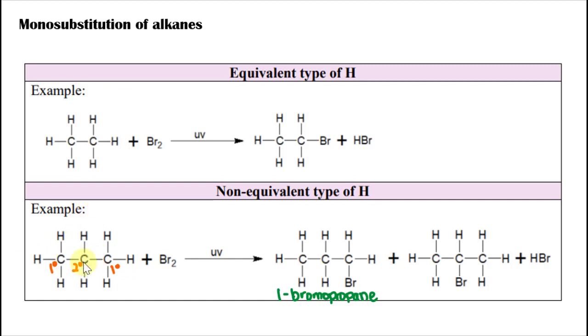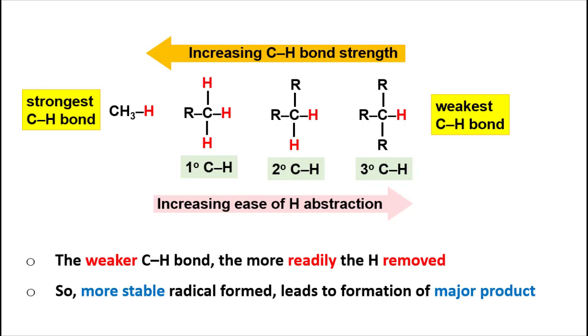But if we replace one of the hydrogens from the secondary carbon, it will give us 2-bromopropane, which is the other product. So the monosubstitution of alkanes can yield a mixture of alkyl halides if there is more than one type of hydrogen present. The product formed in the free radical substitution reactions of alkanes depends not only on the number of hydrogens available for the extraction, but also on the relative strengths of their carbon-hydrogen bonds.